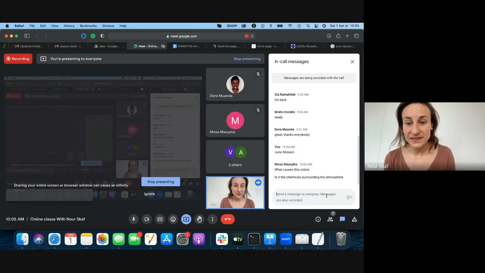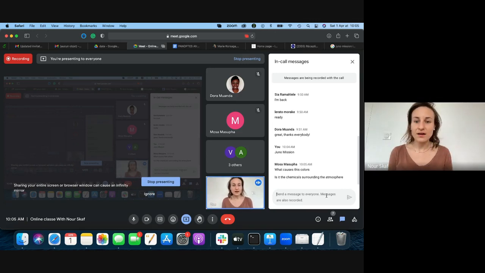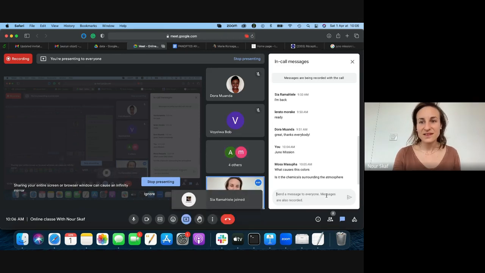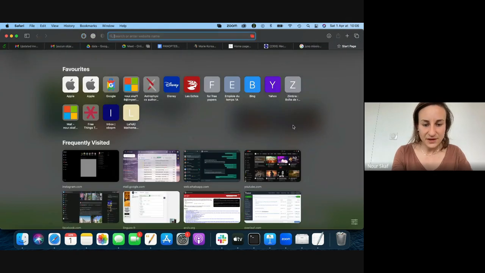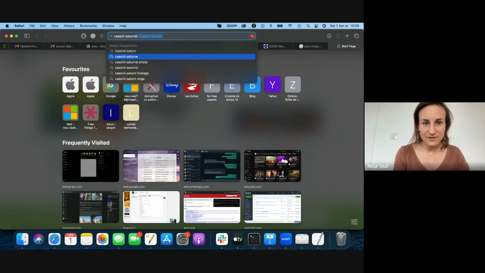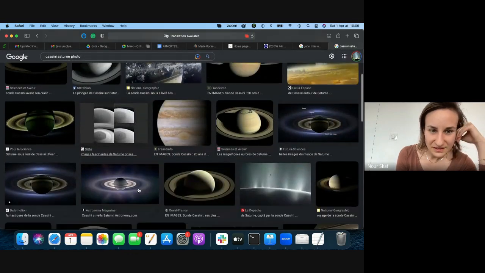Yes, exactly. That's different chemicals. Different molecules will emit light at different wavelengths, and that's what makes the different colors. Every molecule reacts differently with different wavelengths, and that's what makes it so special. And that's for Jupiter, but for Saturn, there are the Cassini Saturn photos, and they're also really, really cool.